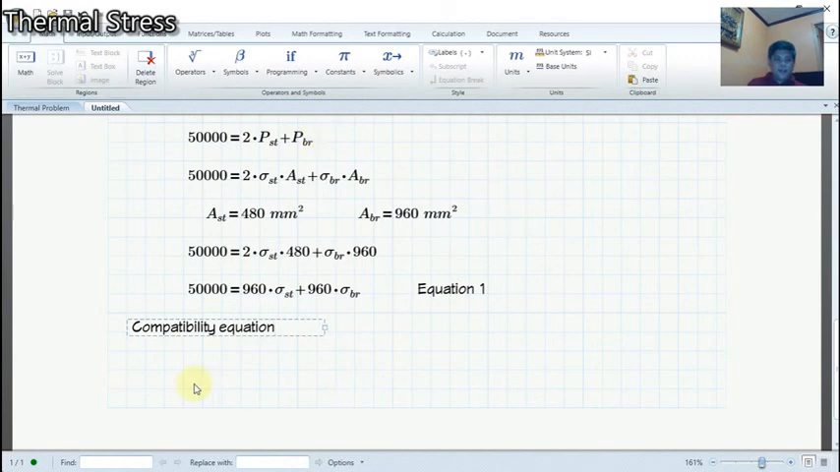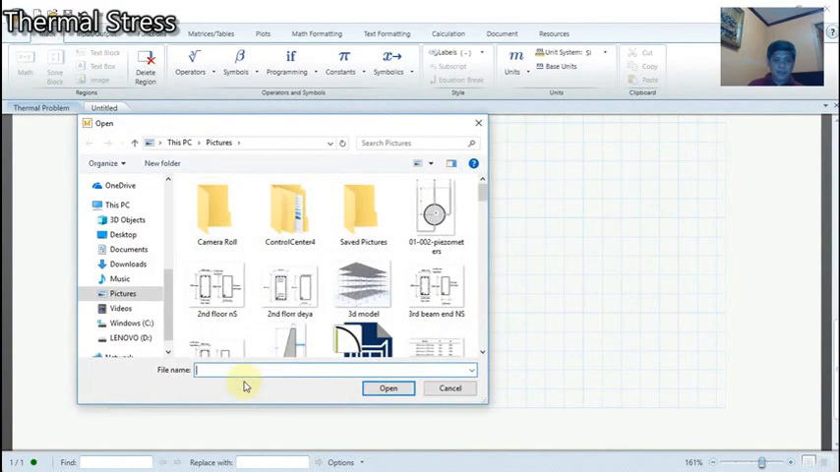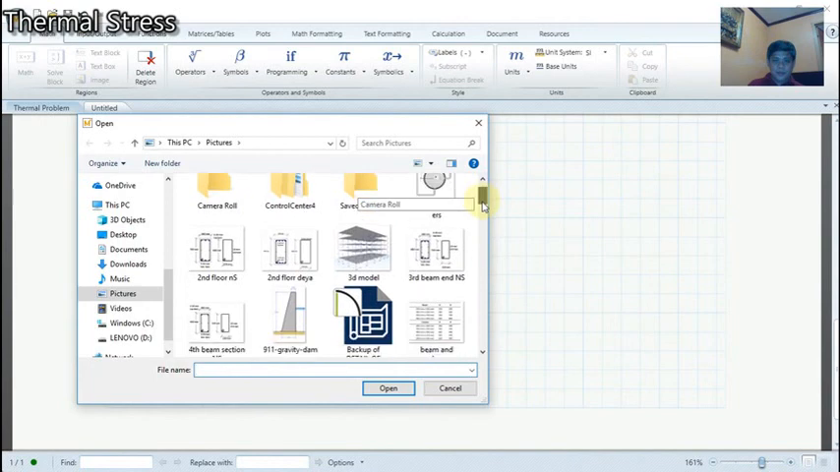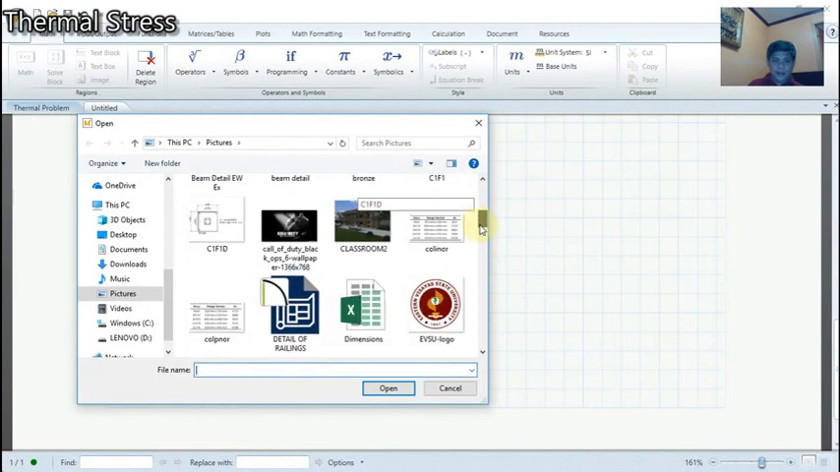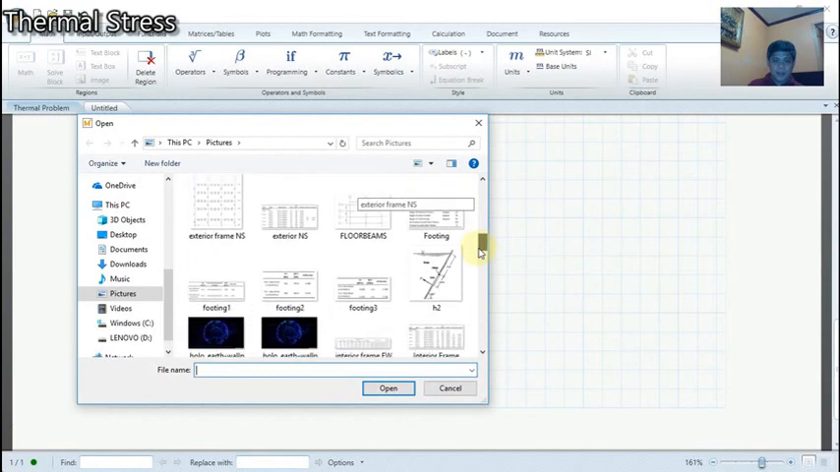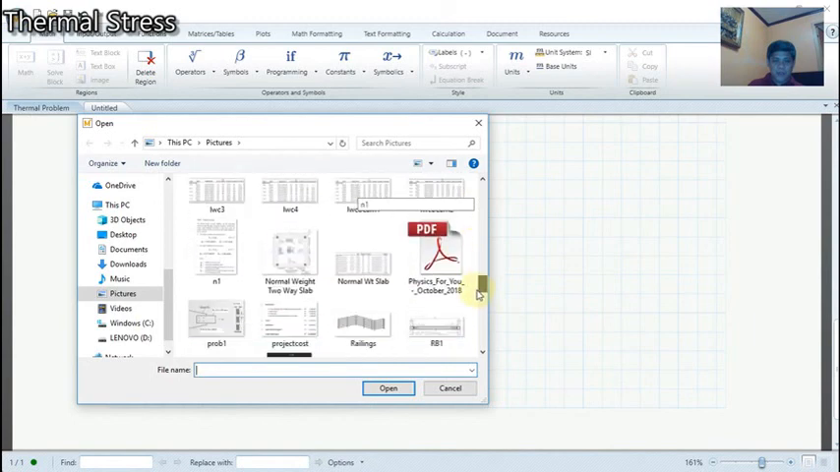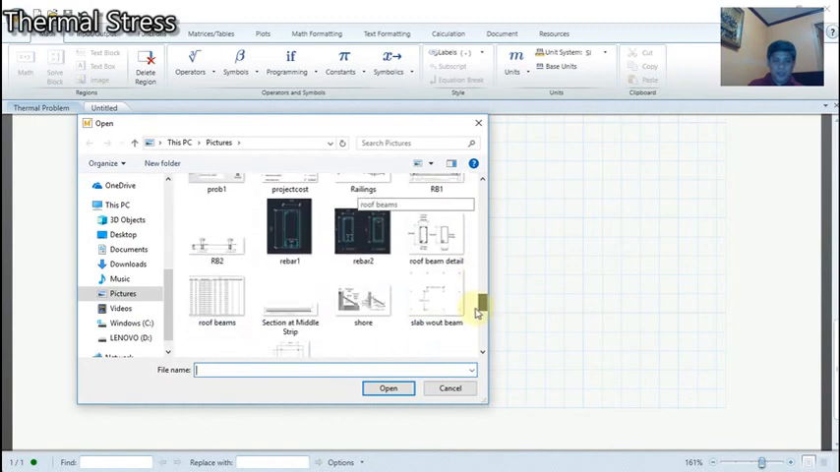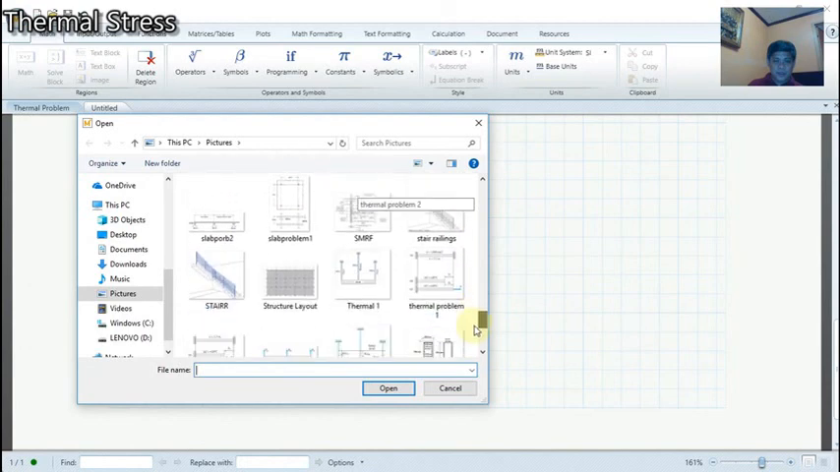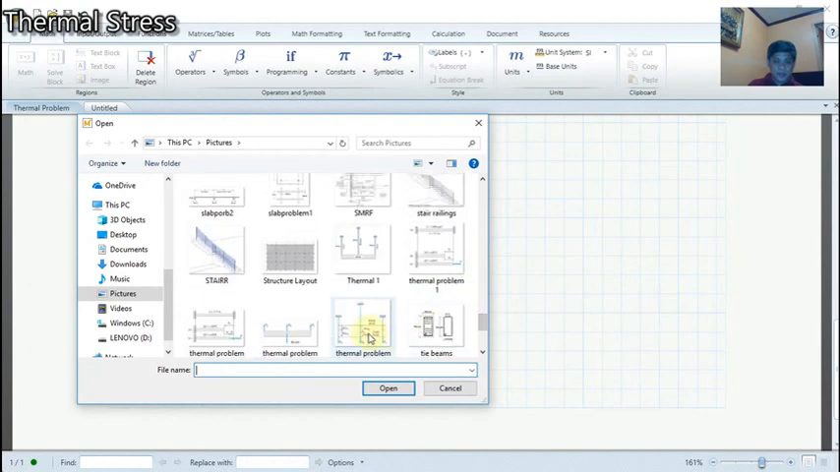So we will derive the compatibility equation from the metric relationship. Okay, so I already have the sketch. What would happen to the rods when they are applied by a force from the block, which is 50 kilonewton, and also a rise in temperature of about 38 degrees Celsius?